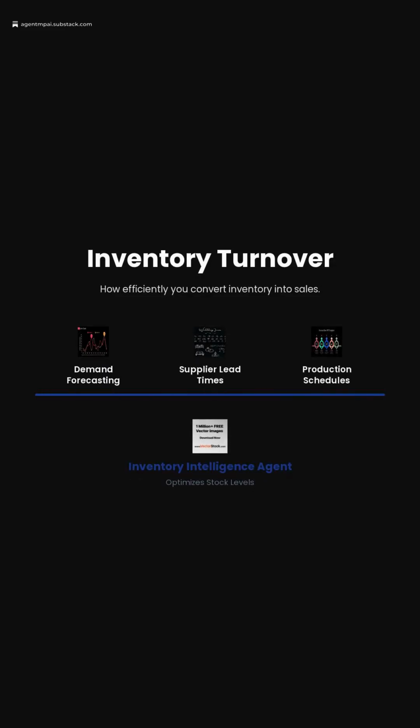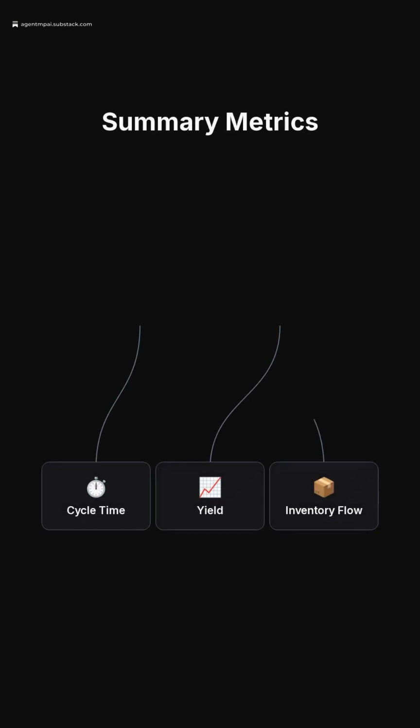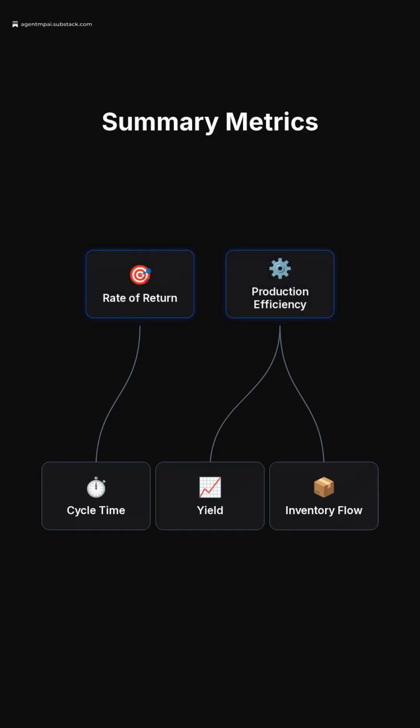Inventory turnover, how efficiently you convert inventory into sales. An inventory intelligence agent balances demand forecasting, supplier lead times, and production schedules to optimize stock levels. Too much inventory ties up capital, too little halts production. The agent finds the balance dynamically. Rate of return and production efficiency are your summary metrics. When cycle time drops, when yield rises, when inventory flows smoothly, efficiency follows. Design for the components. The aggregate takes care of itself.